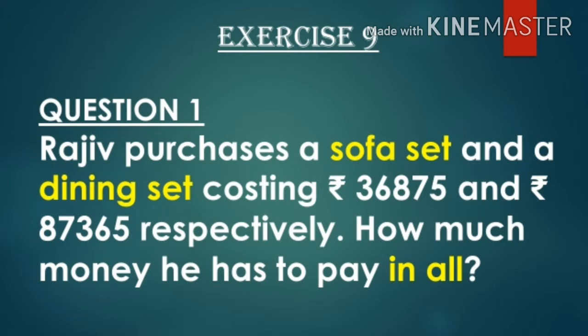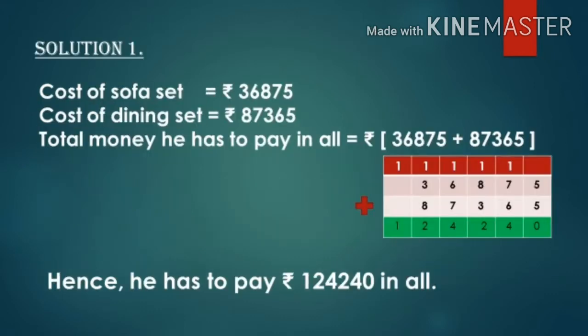Children, as I told you, the term in all itself shows that the word problem is based on addition. So here we will do the addition. So first of all, we will write the statement. You will write the cost of sofa set, that is 36,875. Then you will write the cost of dining set, that is 87,365 rupees. Now you will arrange the numbers in column and then you will add.